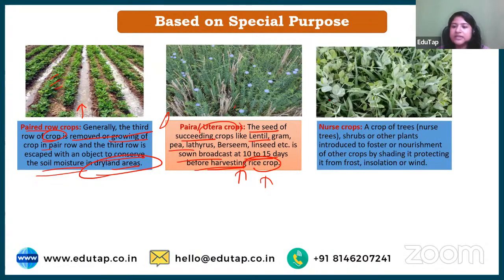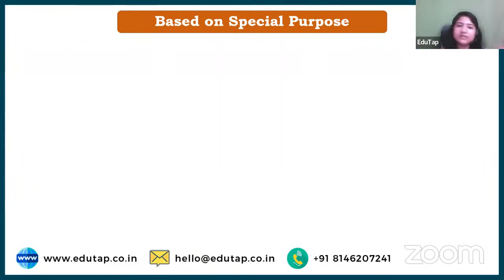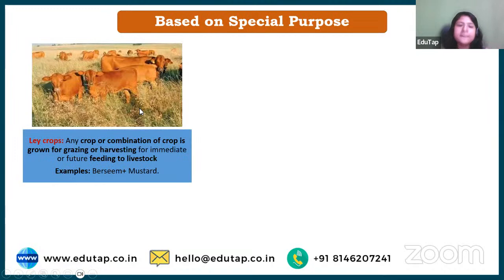Next we have nurse crops. What are nurse crops? Any tree, shrub or other plant which provides shade to other crops is known as a nurse crop. What is the work of a nurse? To protect you, to provide some nourishment to your health. So if any tree or plant is protecting the other plant from wind, from frost, by providing shade, these are known as nurse crops. Again, there is no hard and fast example. This all depends on the situation for which you are using a particular crop.